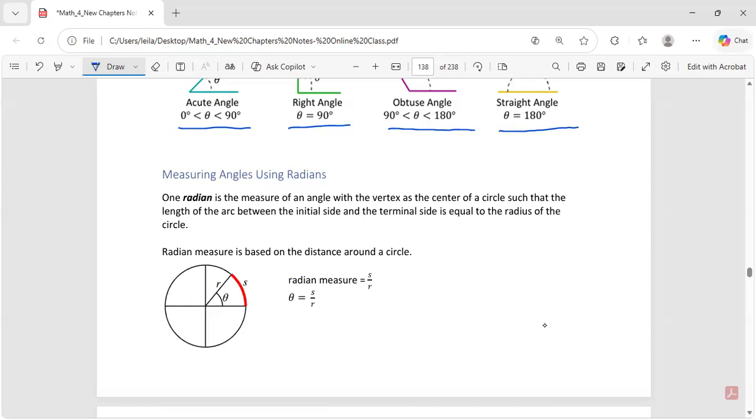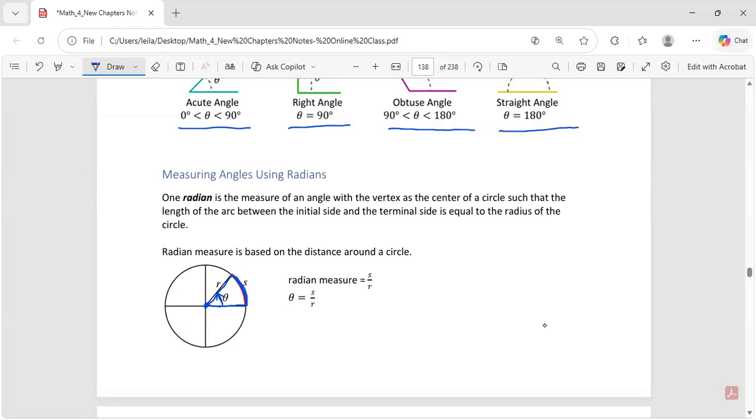When we have an angle whose vertex is the center of a circle, so you can see the angle here, that's the angle whose vertex is exactly on the center of the circle. On the circle, you see that a part of the circle is intercepted by this central angle, which we call S. S is the length of that arc.